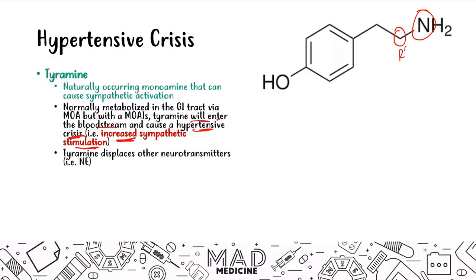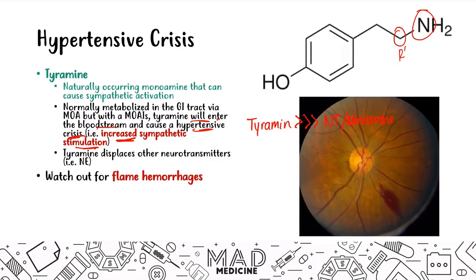The first thing is that tyramine is going to displace all the other neurotransmitters. So let's just write this down. Tyramine is a lot stronger than the other neurotransmitters/monoamines. Now, one consequence of this hypertensive crisis is going to be flame hemorrhages. These are retinal hemorrhages due to hypertensive retinopathy, and you can see it in this picture right here. You can see this flame-like vascular blood right here.